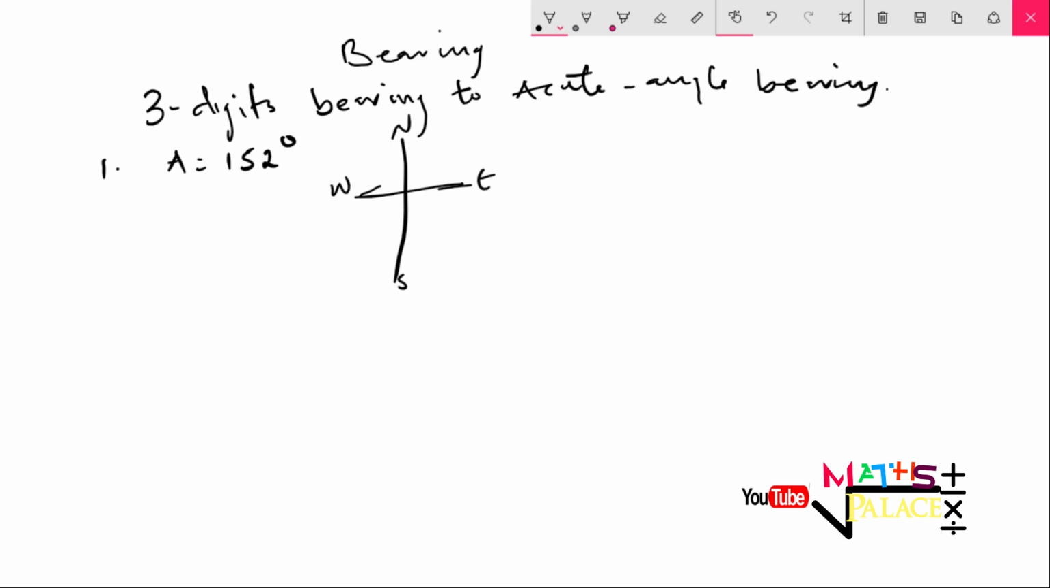So from the north now we go. Remember, to the east is 90 degrees. From north to east is 90 degrees. So for me to complete 152 degrees, I need 62 degrees here to make it 152. So therefore I have 152 degrees from the north to this point A.